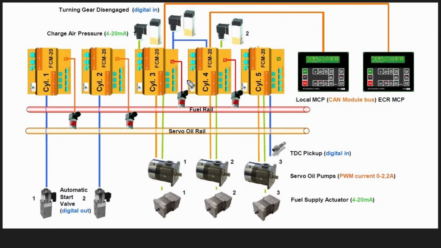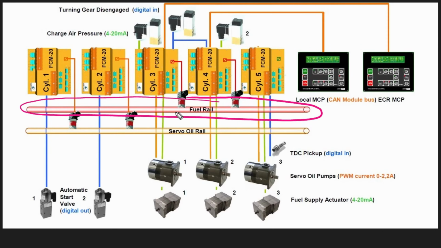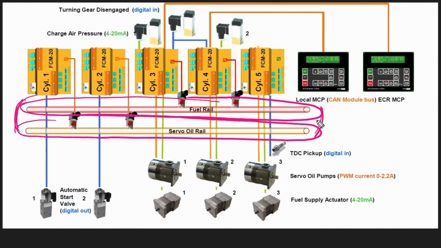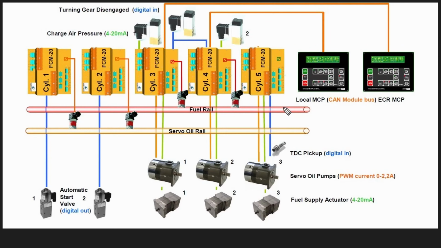So you can see here, this is the fuel rail. Fuel rail I have shown you initially. This is the fuel rail which is present in the rail unit, and the servo oil rail also. These things are present in your rail unit. So this complete set of these tools is present in the rail unit. And these FCMs are connected to your TDC pickup sensors also, servo oil pumps. Your servo oil pumps look like this, and these are the fuel supply actuators.